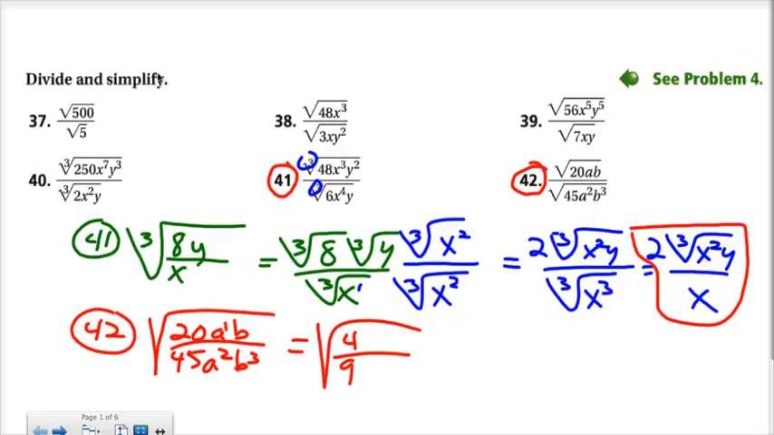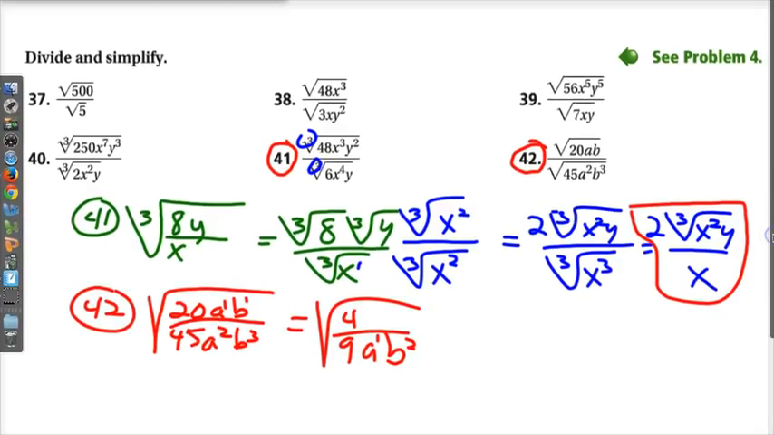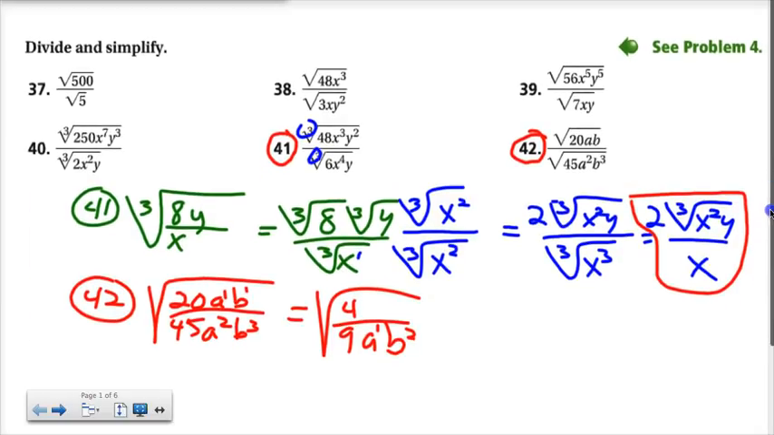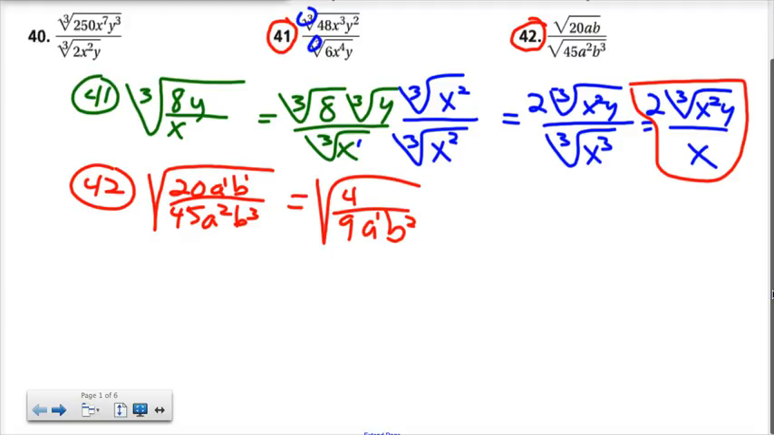And then with the a's, again, to divide similar bases, you subtract. 1 minus 2 would be -1, but I'm going to go ahead and move that down into the denominator right away to eliminate negative exponents. And then b to the first, again, we're dividing, so 1 minus 3 is -2. I'm going to go ahead and put that b squared down in my denominator. Now, let's see if I can get this to move up a little bit. There we go.